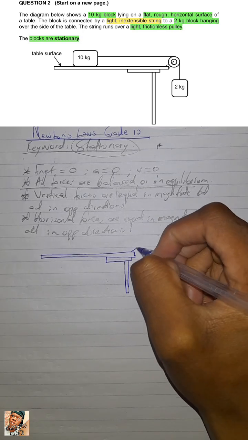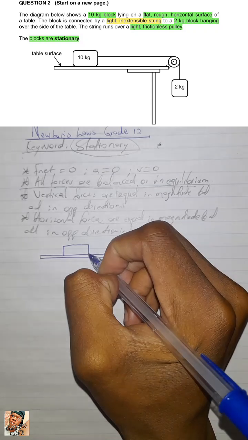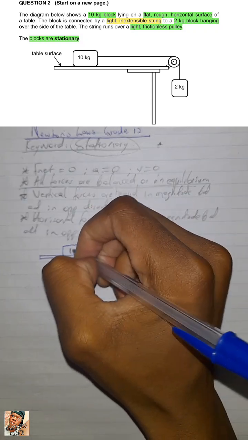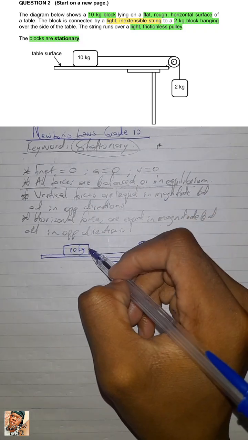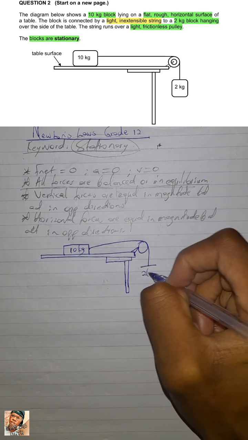And then we have this pulley. It is so funny because I actually have a friend called Pulley. Not Pulley, Pulley. It really sounds like I'm saying her name when I say pulley. Anyway, and we also have the 2 kg block.